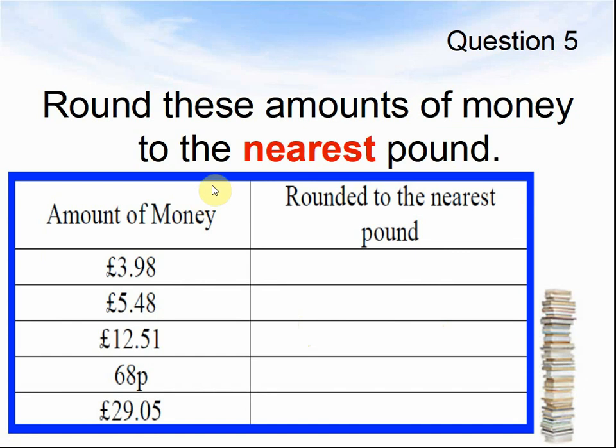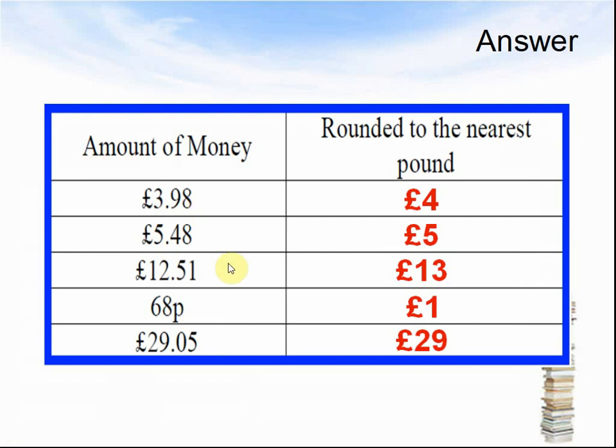Question 5. Round these amounts of money to the nearest pound. £3.98, £5.48, £12.51, 98p, £29 and 5p. Pause the video until you are ready to see the answers. Here come the answers. The answers are £3.98 rounds up to £4. £5.48 rounds to £5. £12.51 rounds up to £13. 98p rounds up to £1. £29 and 5p rounds to £29.